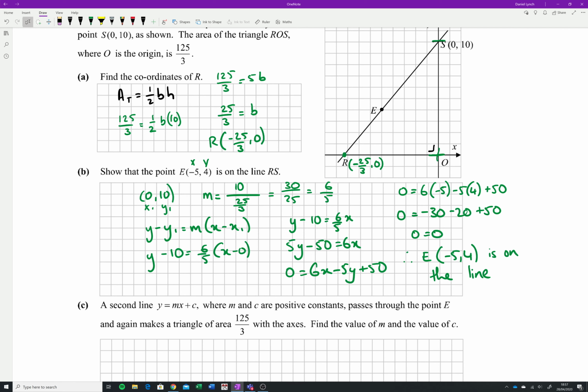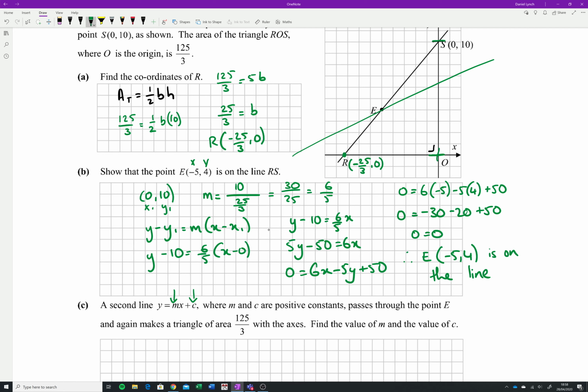It says a second line, y equals mx plus c, where m and c are positive constants, passes through the point E. Okay, now remember m is our slope, so it's a positive slope because it says m is positive, and c is where it cuts the y-axis. It's the y-intercept. That's also positive. So we know stuff about it. So we can say it's got a positive slope, goes through E, and it cuts the y-axis in a positive place. So it looks something like that. Okay, that's the line that we're dealing with. That would have a positive slope, and it cuts there.